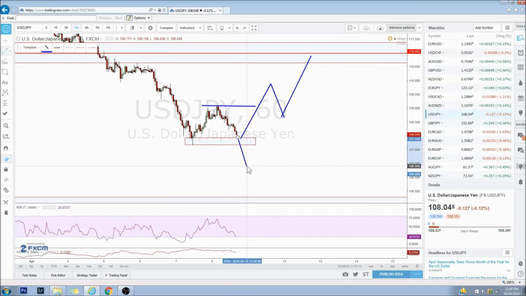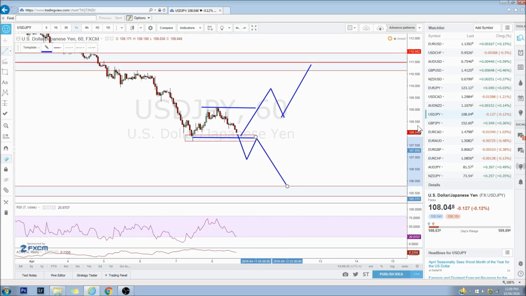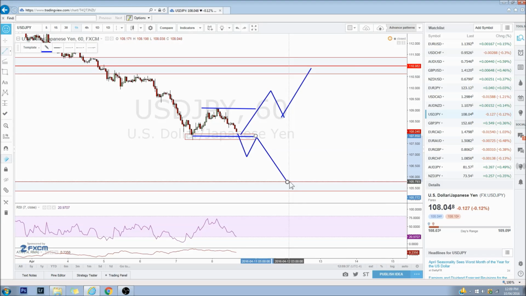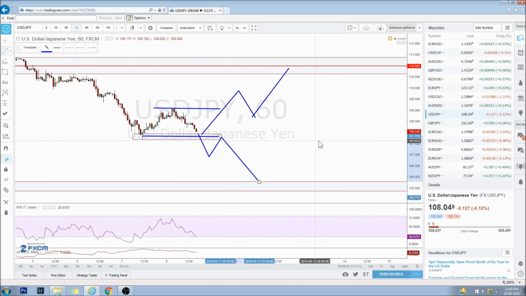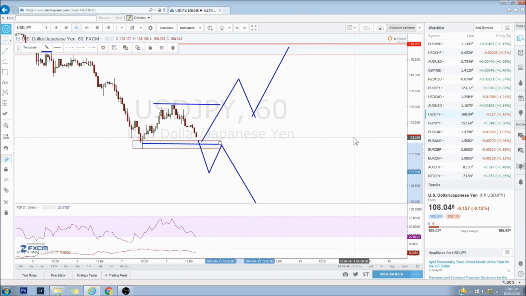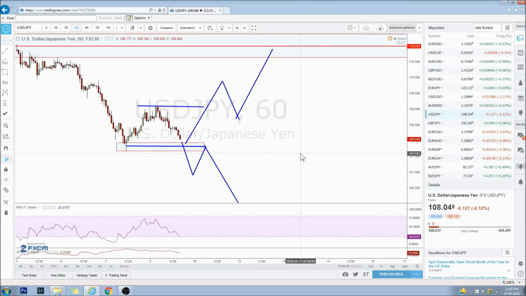If this continues to go down and breaks this, look for a retest of this, and then we're into the bottom end, into our buy area. So look for little opportunities like this, and you may be able to scalp the market enough to get some pips throughout the week until it gets into your bigger major areas of support and resistance.